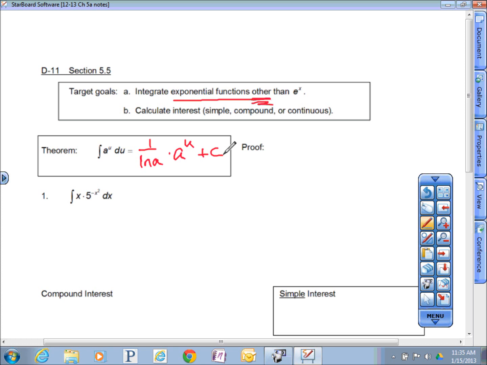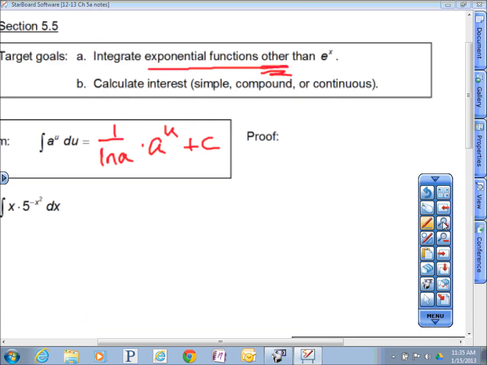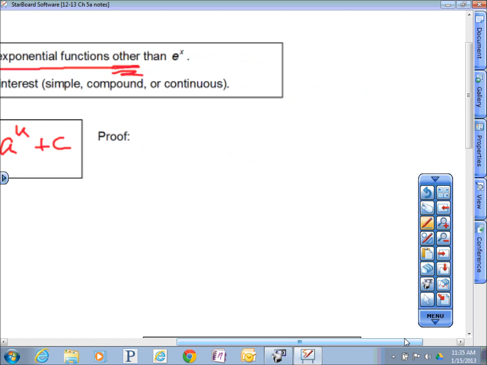So I'm going to start with y equals a to the u. I'm going to make some more space here because we're going to need it. Then I'm going to do something that's going to look a little bit strange. I'm going to introduce an e and a natural log. So I'm going to say this y is now the same thing as e raised to the natural log of a to the u. Remember, e and natural log cancel each other out.